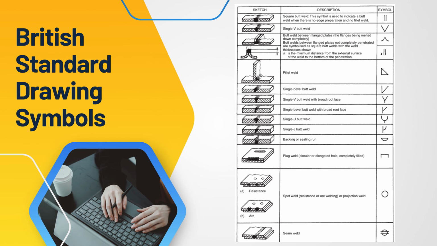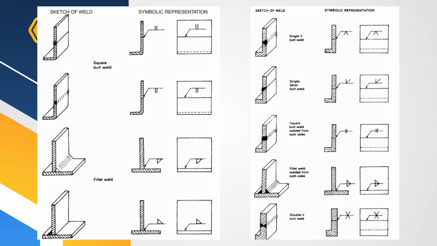Next, these are several examples of the British Standard drawing symbols. This is also an example of the sketch of welding and their symbolic representation.